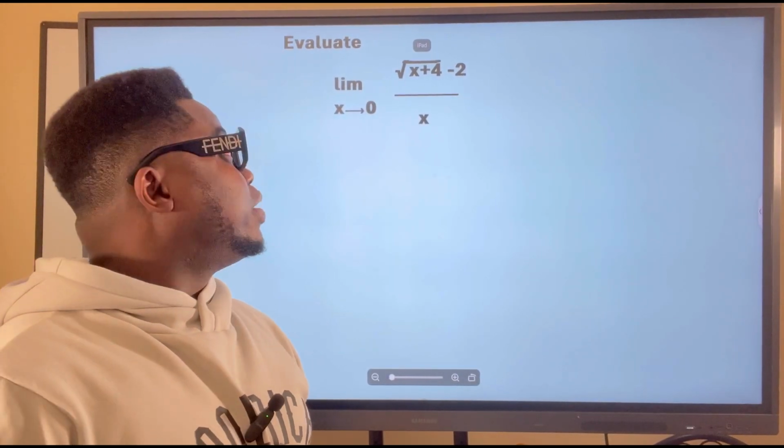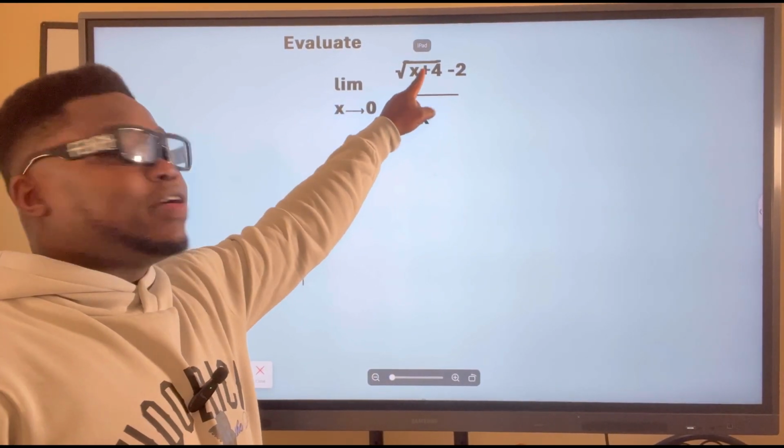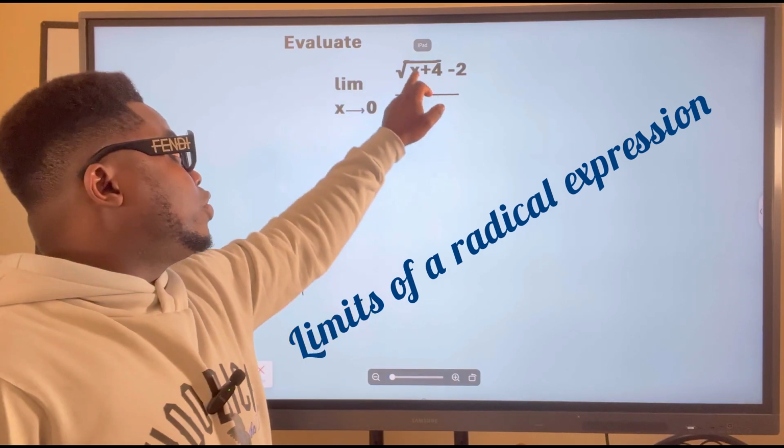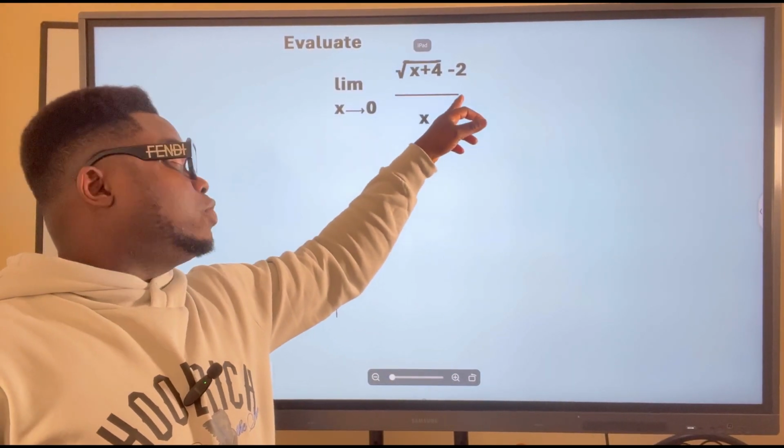Hello friends, and welcome back to my channel. Let's look at how to evaluate the limit of a radical expression. This numerator here is a radical expression: square root of x plus 4 minus 2.